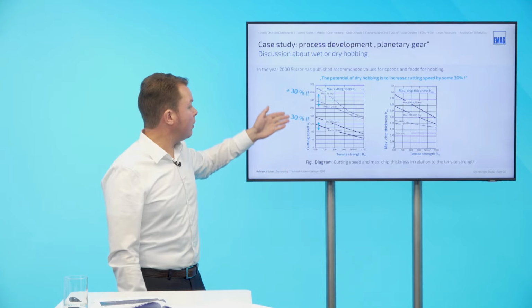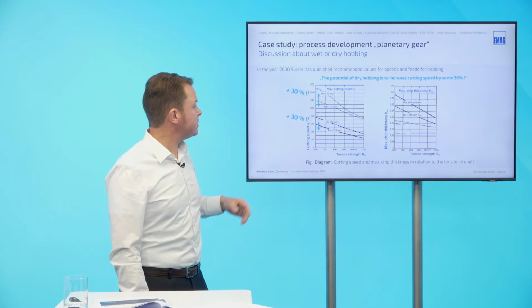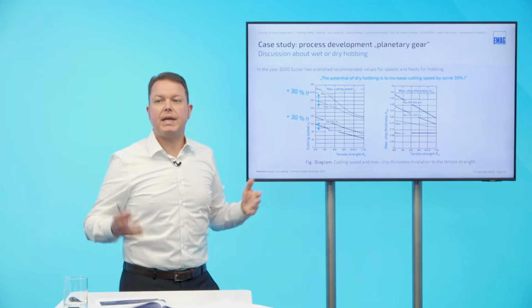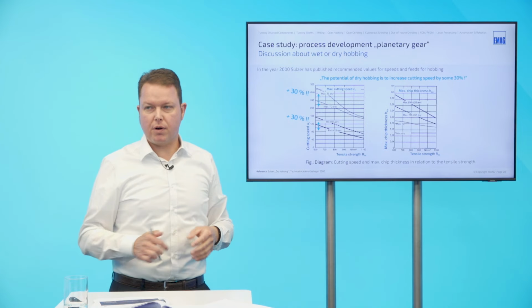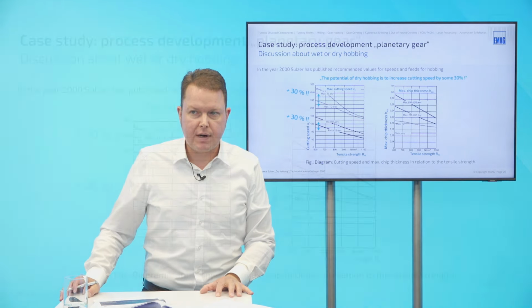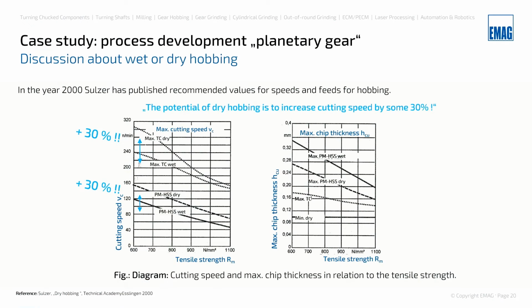And we can see that already at that time in the year 2000, there was the statement that we can increase cutting speed by approximately 30% when it comes to dry machining. And we also see an important difference between tungsten carbide and PMHSS here. Tungsten carbide allows lower maximum chip thicknesses, for example 0.16 in comparison to PMHSS.